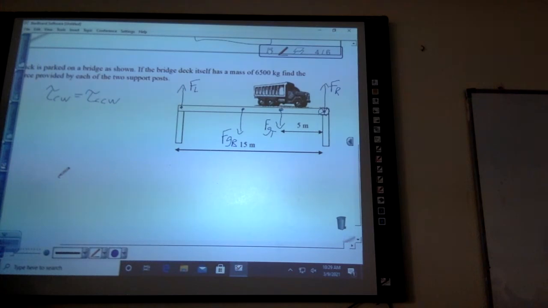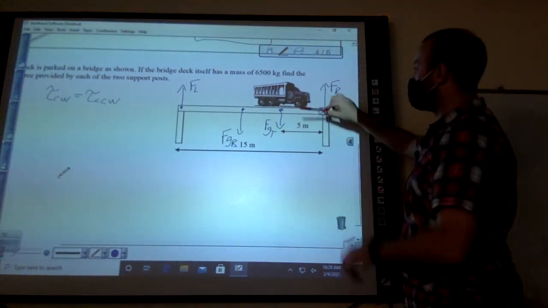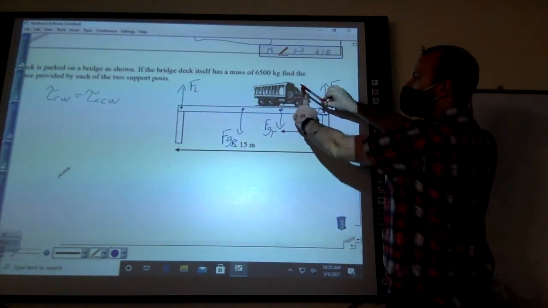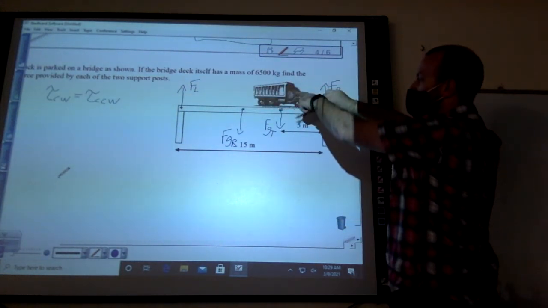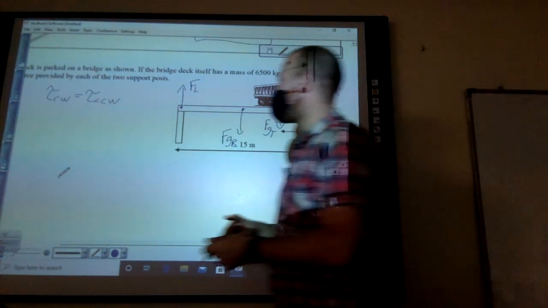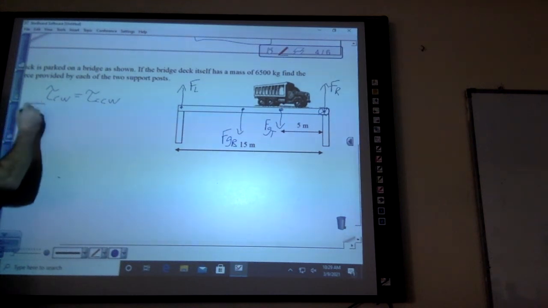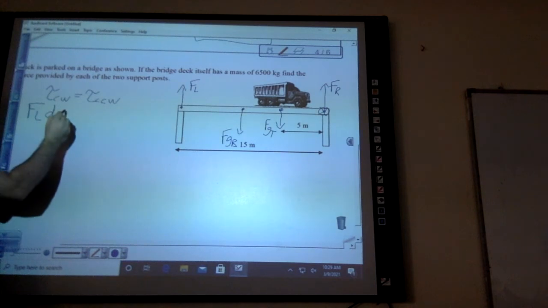So from this, I need to figure out the clockwise force. Again, using my fancy pen trick, hold the pen on this end, pushing up gives me clockwise. So FL needs to be clockwise. The 2 FGs are pushing down, counterclockwise. That's my strategy with that. So for force clockwise, we've got FL times the distance to this.